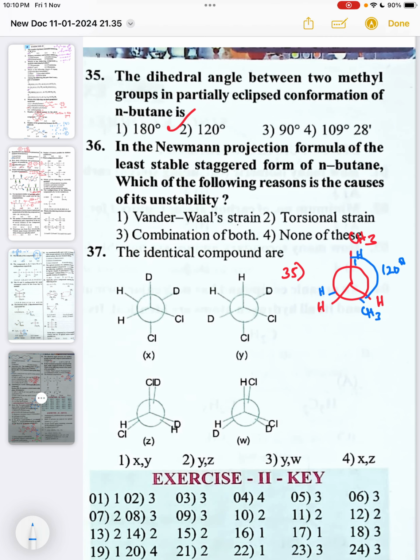Next, 36th. In the Newman projection formula of the least stable staggered form of n-butane, which of the following is the cause of its instability? Van der Waals strain. Due to Van der Waals strain, it has the least stability. So these are the questions from exercise 2.